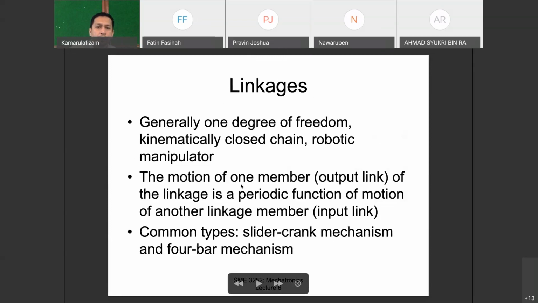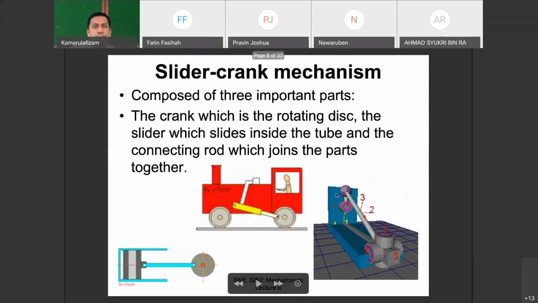The motion of one member or output link of a linkage is a periodic function of the motion of another linkage. So they are connected through links. Okay, the common ones are the slider-crank mechanism or the 4-bar mechanism. So this is a slider-crank, which you can see in, for example, toy cars.